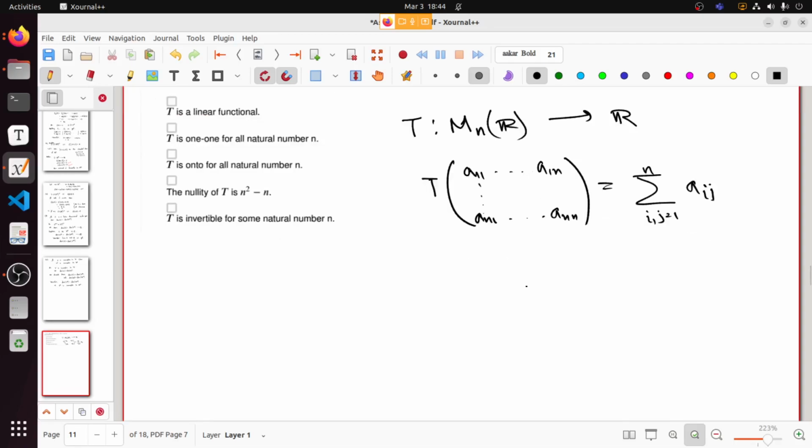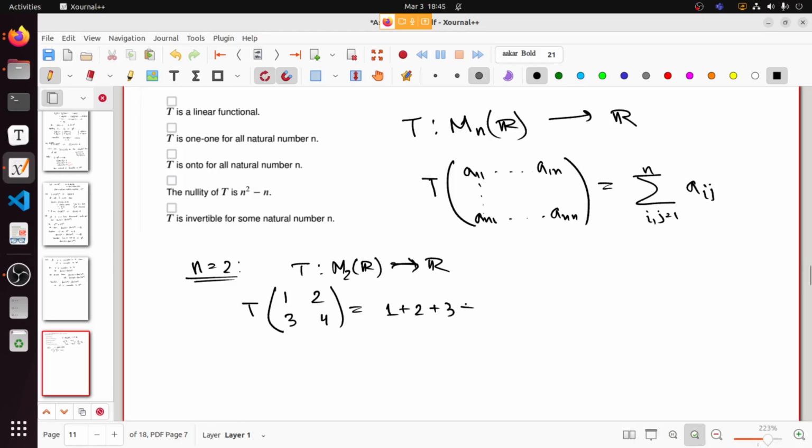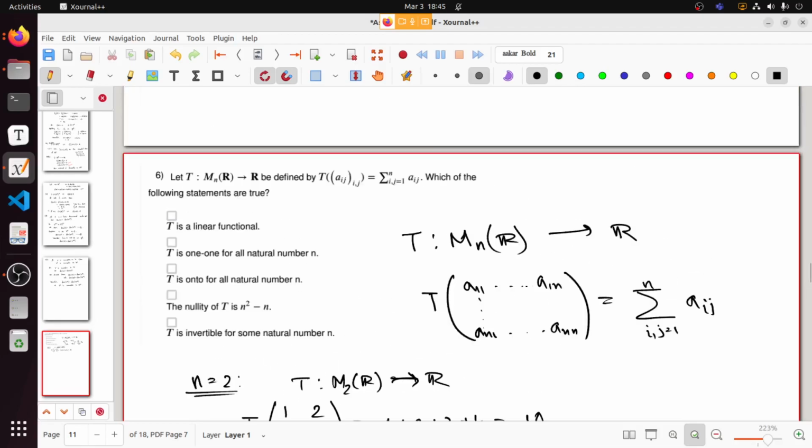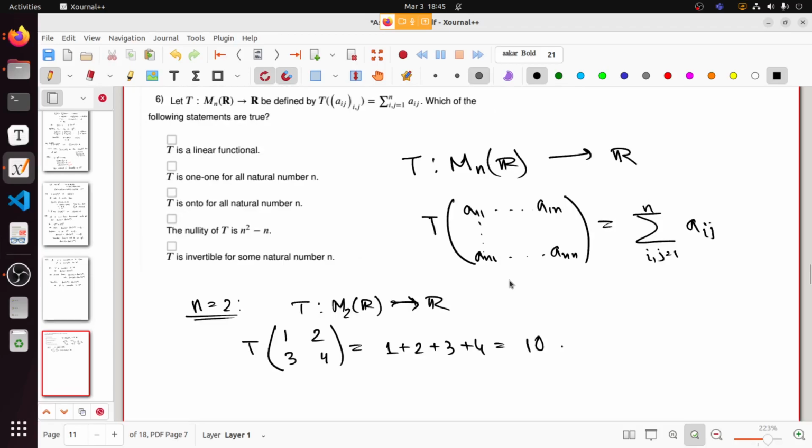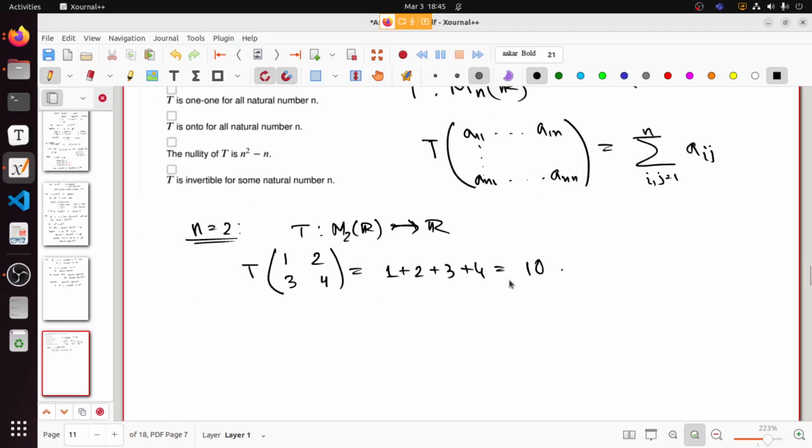For 2 cross 2, let me explain how the map is defined. Let's say n equals 2. Suppose this is the matrix, 1 2 3 4. How will it map? T is from M2(R) to R, so it will simply add all the elements: 1 plus 2 plus 3 plus 4, which is 10. This is how the map is defined. So you have to check whether this is linear or not. You have to take two matrices, add them, and see whether this satisfies linearity or not. So let's take two matrices. This is just for remark.